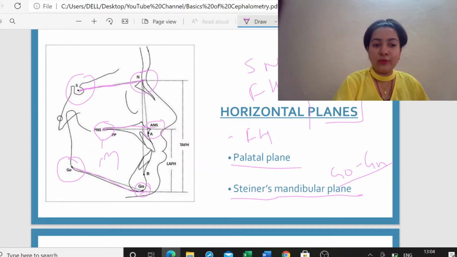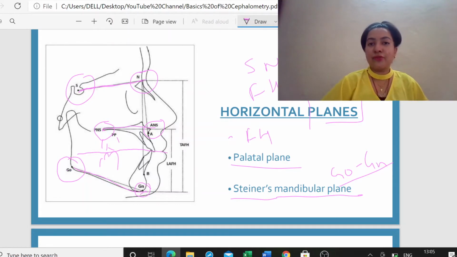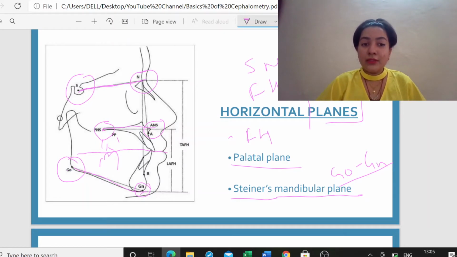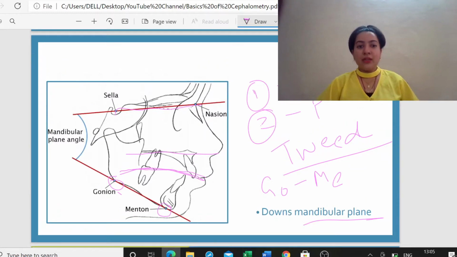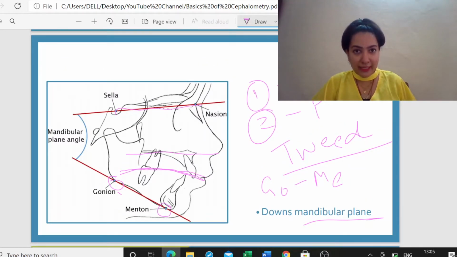So this is my lower molar and this is my upper molar. So what do I do? I draw a line touching the occlusal cusp of molars and incisal edges of my incisors. The plane which we get, the horizontal line which we get, becomes my occlusal plane. So these are the four most commonly used horizontal set of planes.